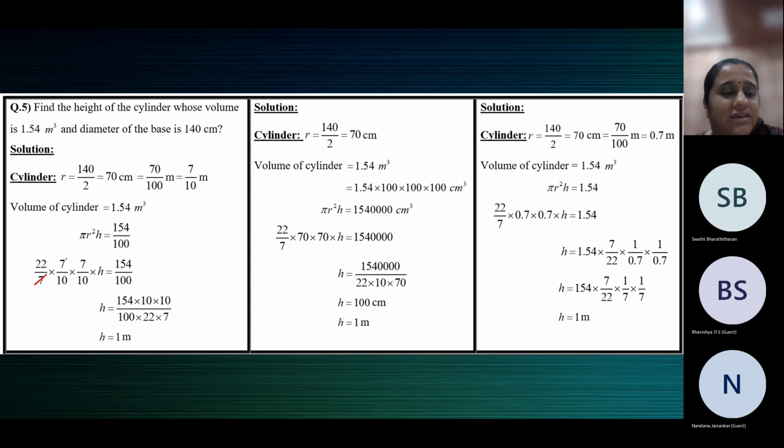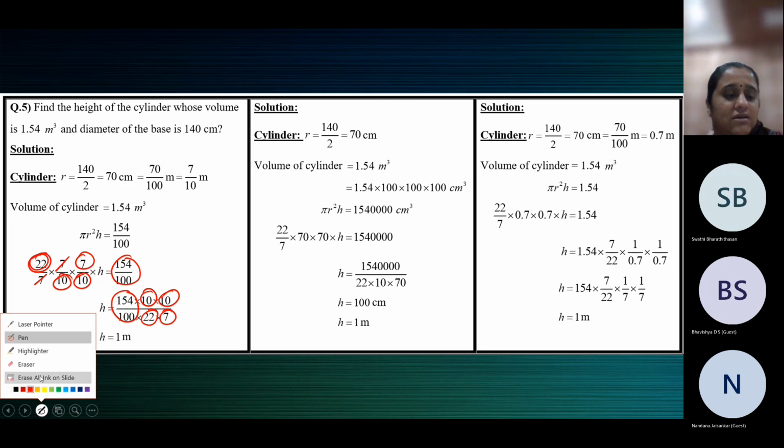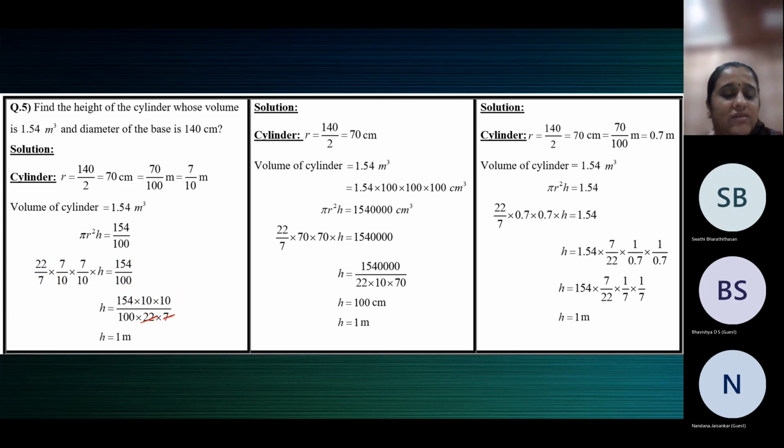So children, it's like this: 7 and 7 I cancelled. We have 154 by 100 here. Then we have 22 and 7 in the numerator, which I put in the denominator on the other side. And 10 and 10 in the denominator will be in the numerator on the other side. On simplifying, 22 times 7 is 154, so it straight away gets cancelled. 10 tens are 100, cancels, so 1 meter. Okay, Swati. So according to your explanation, on transposing and simplifying, we get height is equal to 1 meter, right?